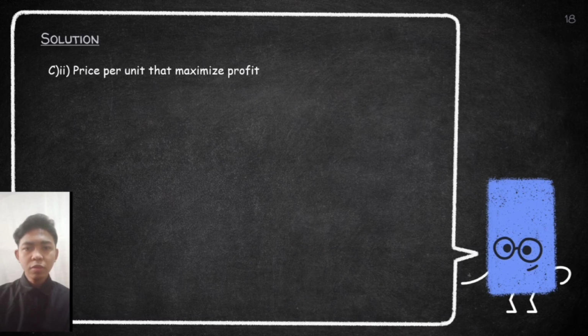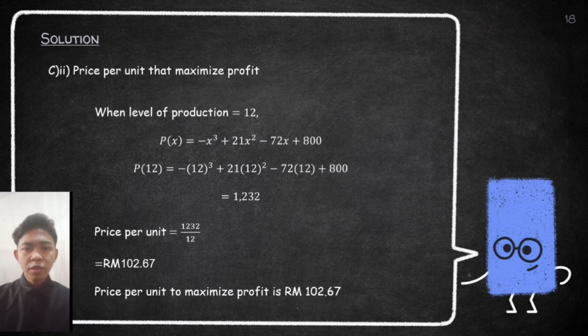For the last question, we need to find the price per unit to maximize the profit. When the production level equals 12, we will get the value, which is 2232. Next, we need to divide it by 12 to get the price per unit. Then we will get the price that maximizes profit, which is RM102.76.